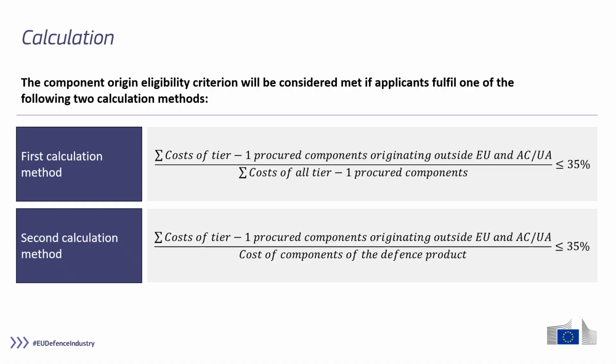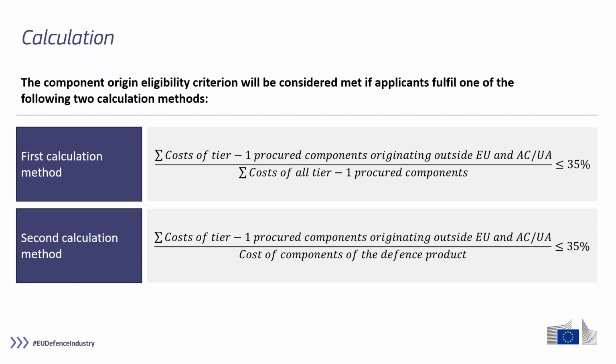To be eligible for EDIP funding, applicants have to demonstrate that their cost of components originating outside the Union is equal to or less than 35%. To do this, they can use one of two calculation methods. The first one will be simpler for most applicants, so if that is enough to get you under the threshold, you can leave it at that. Applicants that do not meet the criteria using the first calculation method should proceed to calculate the cost of components originating outside the Union using the second method.